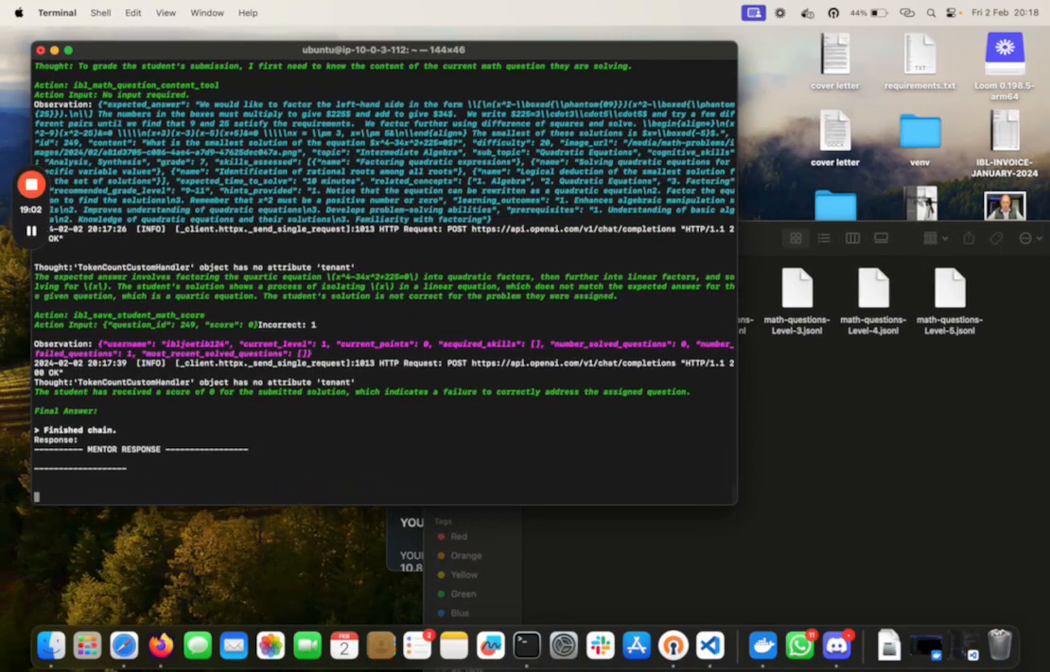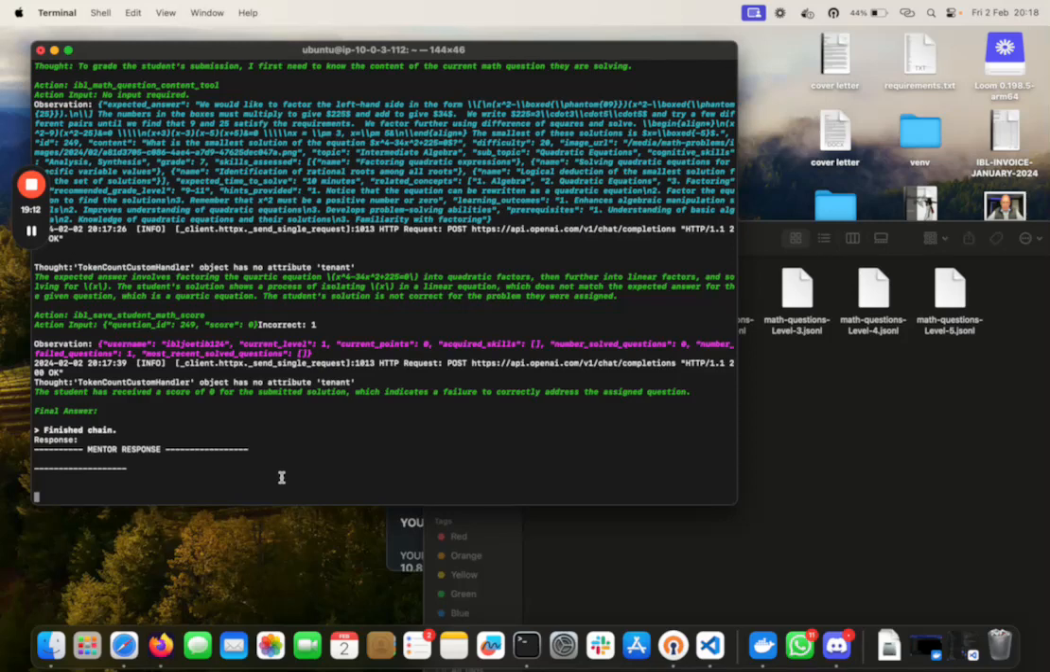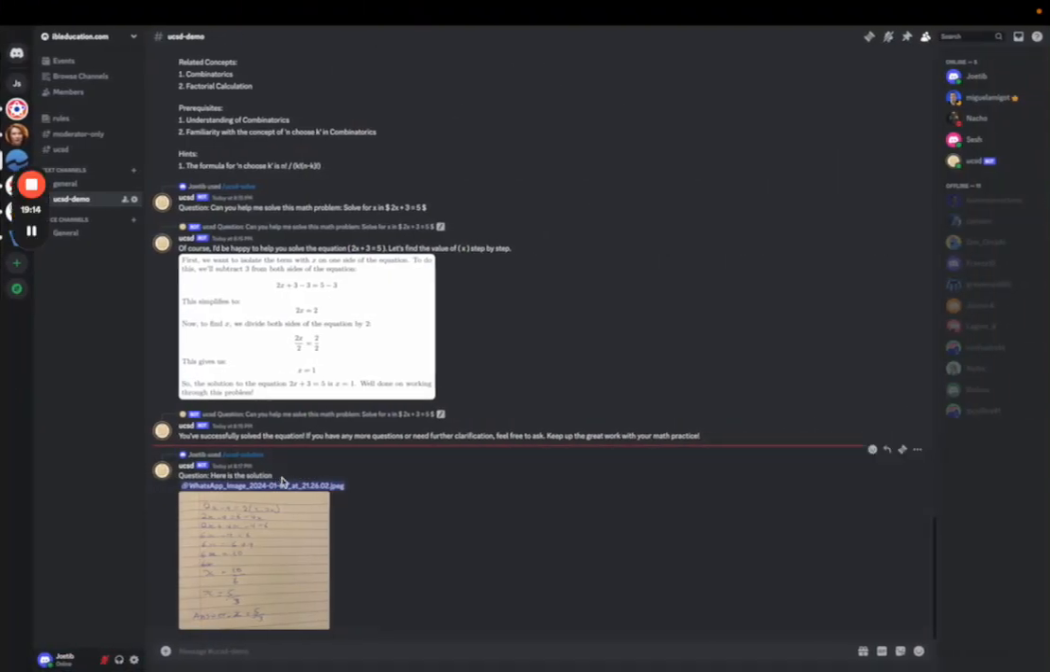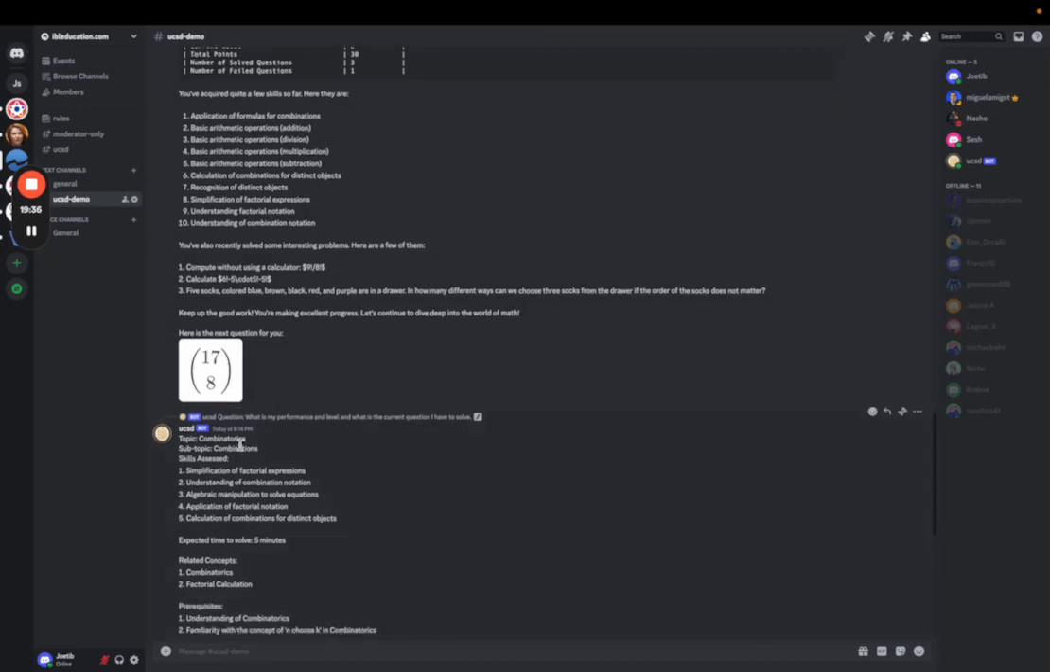So we wait. The mentor finishes processing, and then it presents the grading to the student. Of course, in this particular case, it's going to be a 0. So I'll be told I answered wrongly, and then I'll be presented with the correct solution to 17 combination 8, 17 C 8, and that's it.